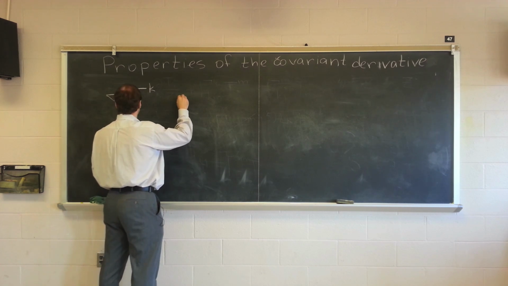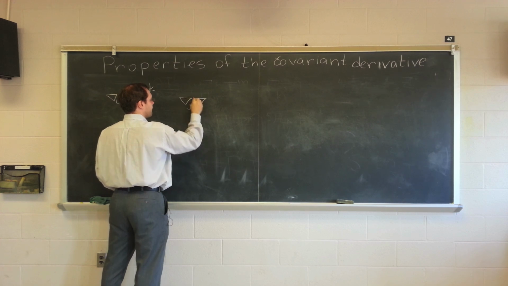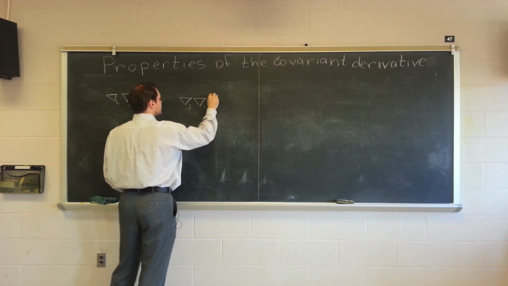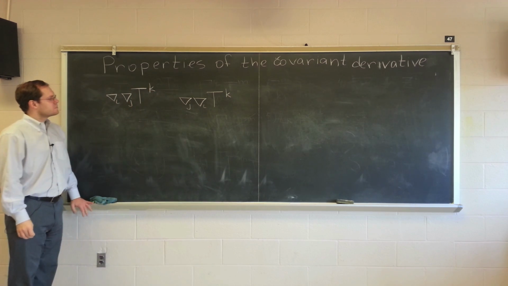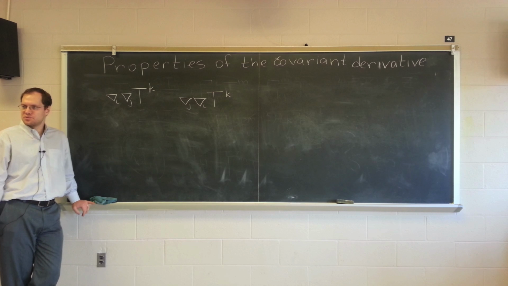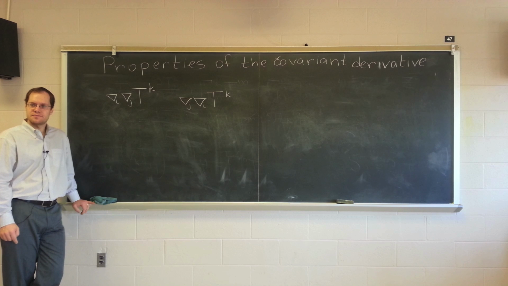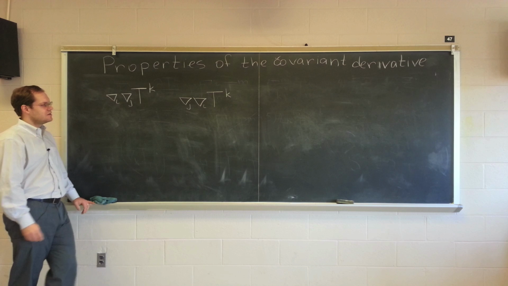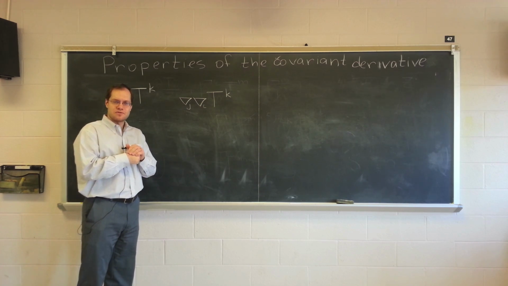Okay? And then if we did it in the opposite order, excuse me, k, j, T^k, would I get the same thing? Do they commute? So we know that partial derivatives commute, but do covariant derivatives commute? It's a phenomenally simple question and a phenomenally profound question.